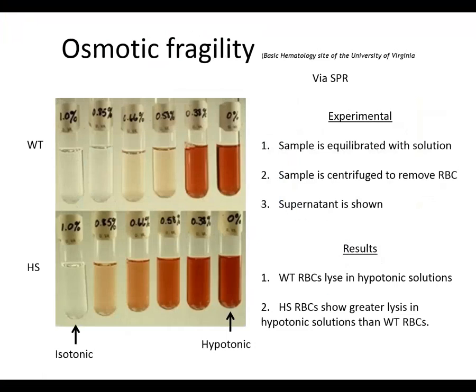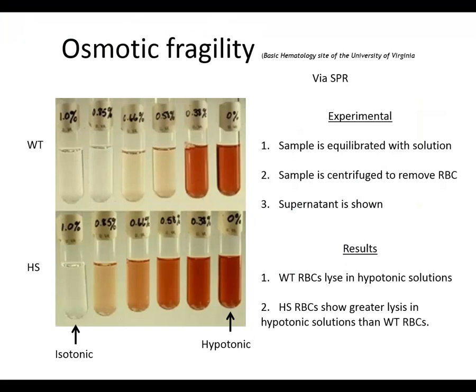The red blood cells of patients with hereditary spherocytosis will show more lysis in hypotonic solutions when compared to normal patients. The osmotic fragility test involves a combination of blood with differing salt solutions that are varied between 0 and 1%. That is, 1 gram of sodium chloride per 100 mL to 0 grams of sodium chloride per 100 mL. The sample is equilibrated and then spun down in a centrifuge to remove intact cells.